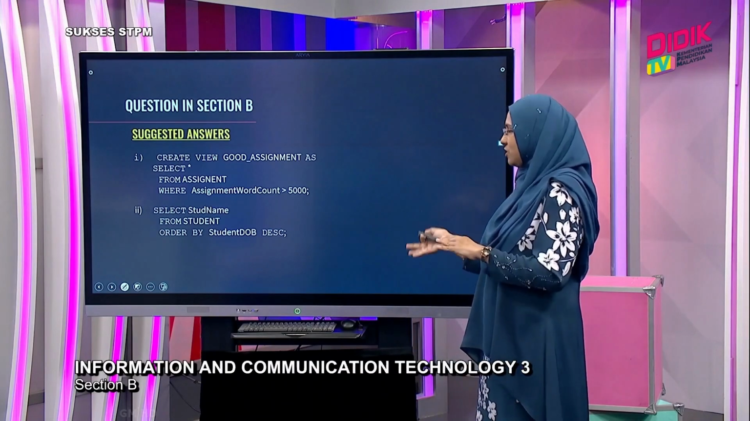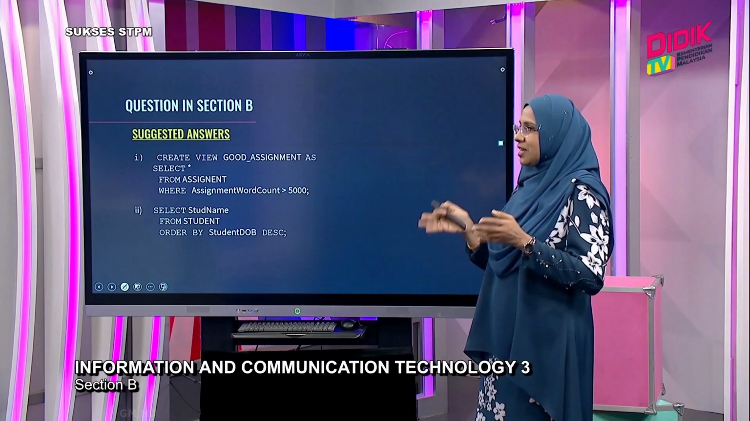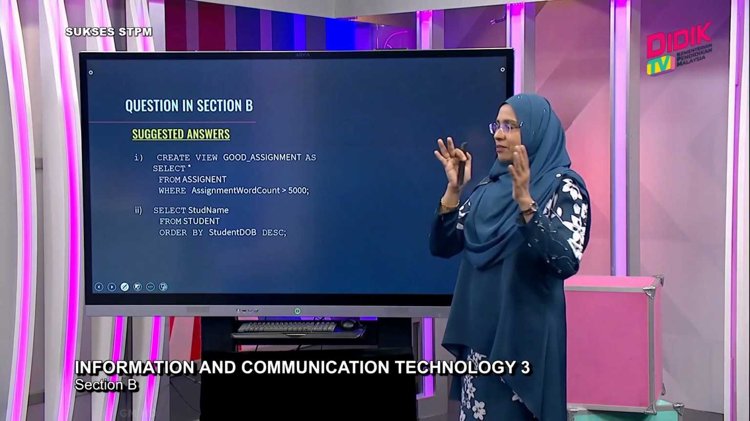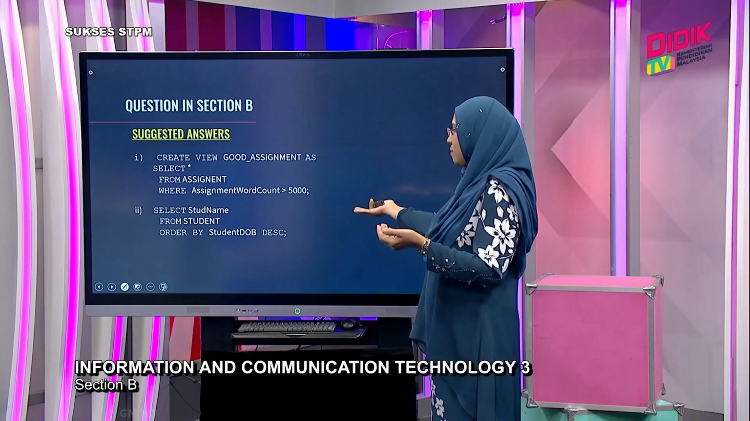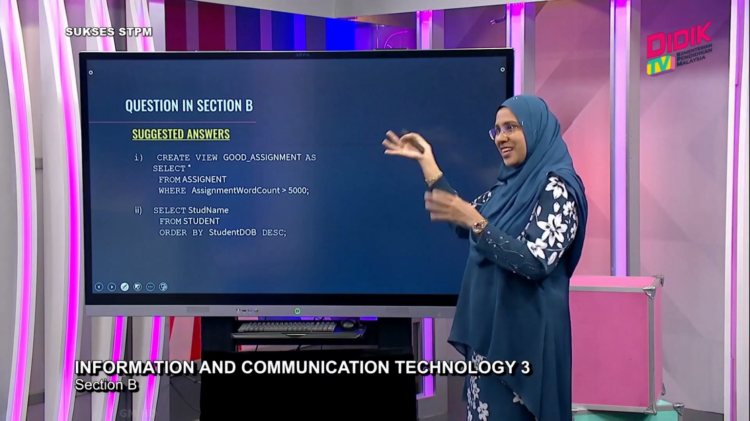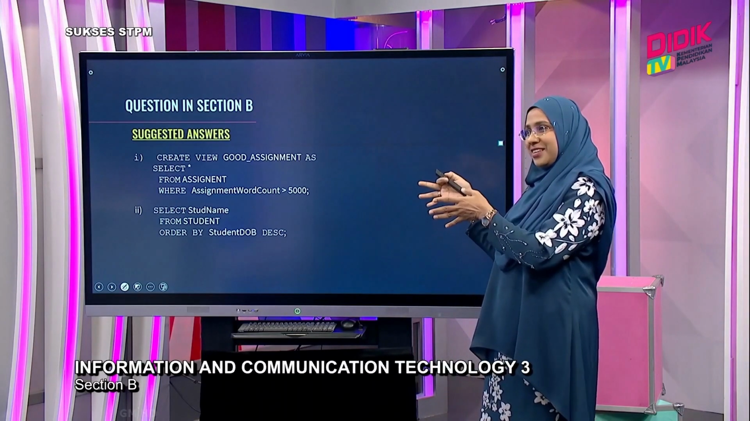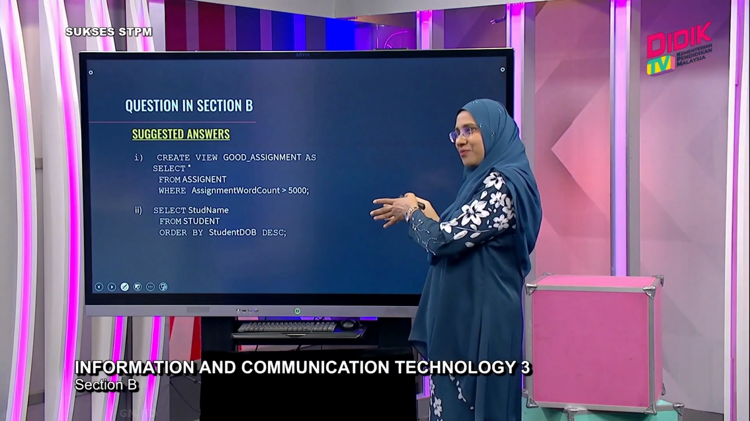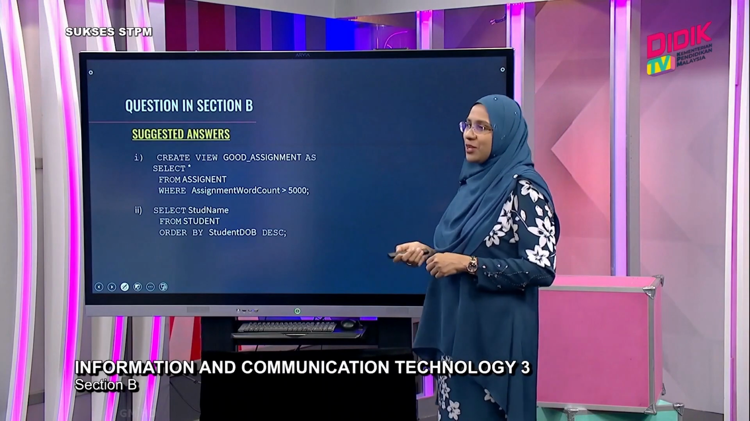Next challenge, is it ascending or descending? Because the question is asking you to arrange the data from youngest to eldest, a student might write ascending because youngest to eldest sounds ascending, right? But according to date of birth, the year, the latest year is the youngest. That is the tricky part. So students, please read the question carefully.